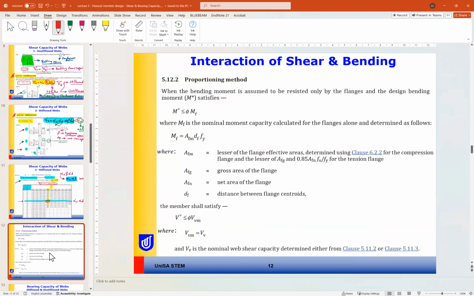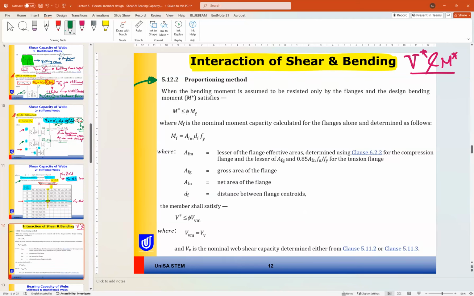The next part is the effect of bending, or the interaction of bending and shear. Again, we have the beam under V asterisk and M asterisk. When the beam is under bending, this will affect the shear capacity of the member. So we need to consider the interaction, or the combination, of shear and bending moments. There are two methods in the standard to consider the shear and moment interaction. We will consider the proportioning method.